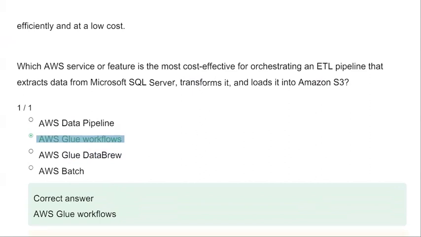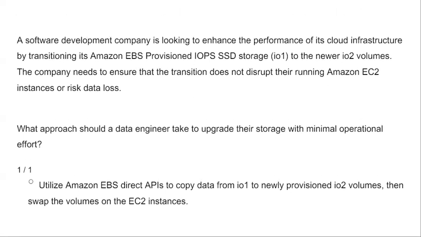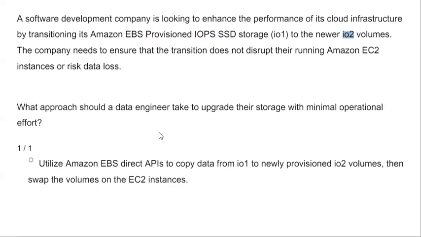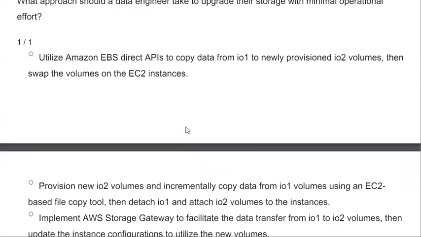So now let's move to the next question. Let's say I have an EBS volume with provisioned IOPS, where currently it is stored in io1 mode. Now I'm expecting to move that to io2 mode based on my business need. Now, what is the best minimal operational effort choice?